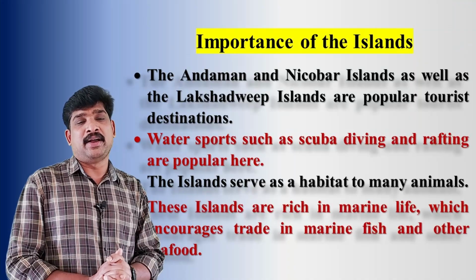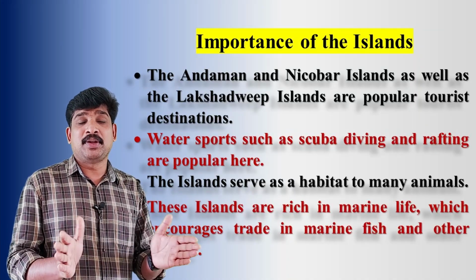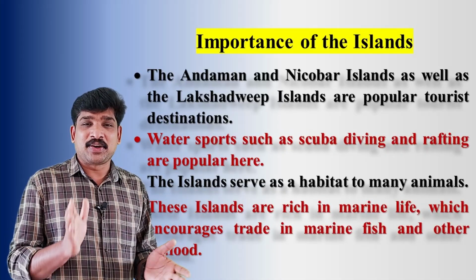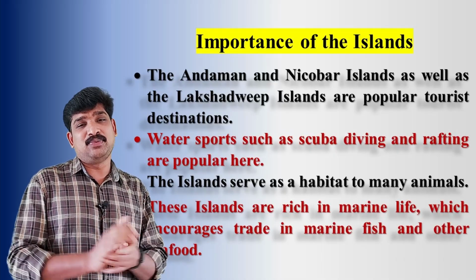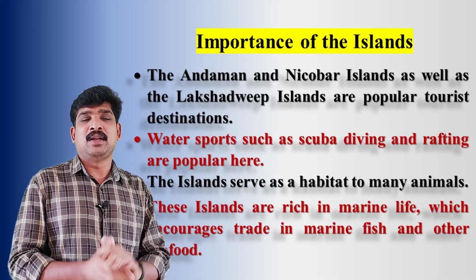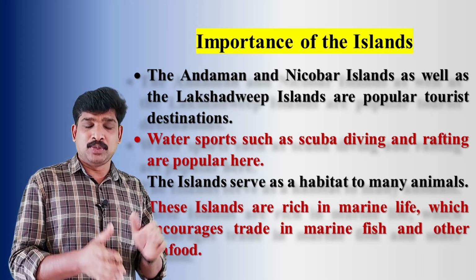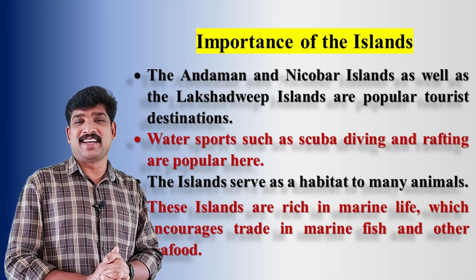And these islands are home to a number of animals. Not only that, there are a large number of sea products that we can obtain from these island groups. These islands are rich in marine life, which encourages trade in marine fish and other seafood. A large number of sea products are exported to other countries and to different parts of our country, and that is one of the sources of income for these island groups. That's all about this chapter.